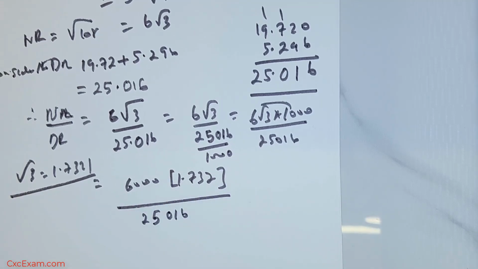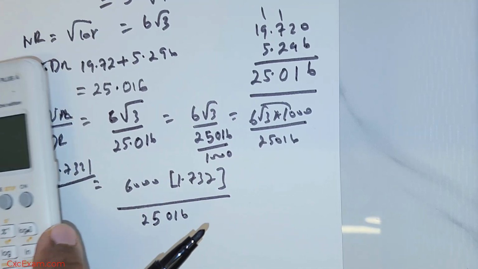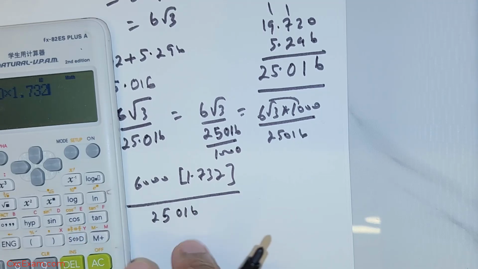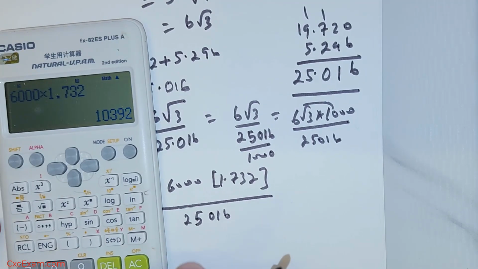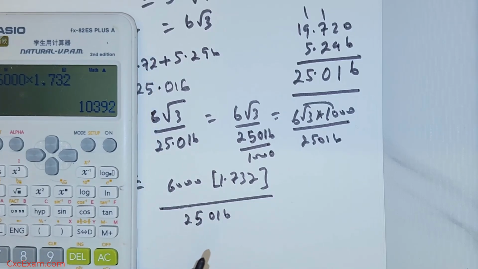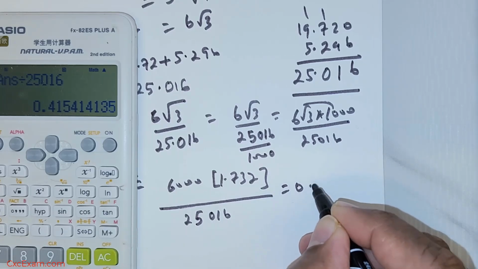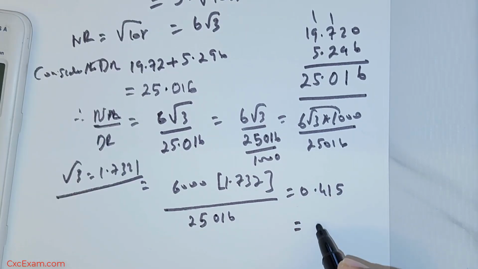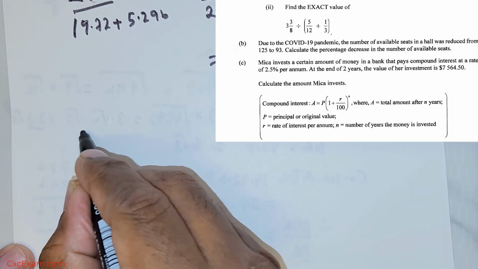So we have to multiply this with this. If I multiply 6000 with 1.732, I get this value, and I divide by 25.016, I get this value, 0.415. Now since it's one decimal place, this is going to be 0.4. Now this is the next question.